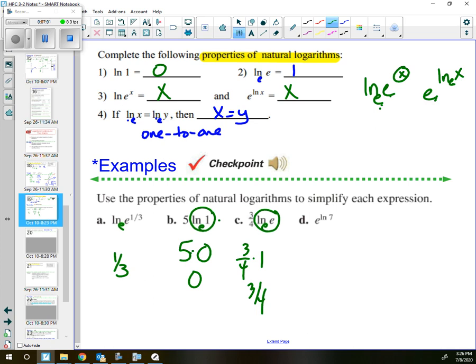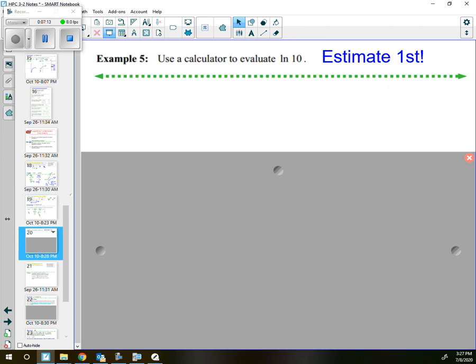Okay, how about letter D here? e to the ln of 7. See if you can find which property that looks like. Remember, these bases are the same, so they would undo each other, and you should just get 7. So those are the properties for being able to solve with natural logarithms.